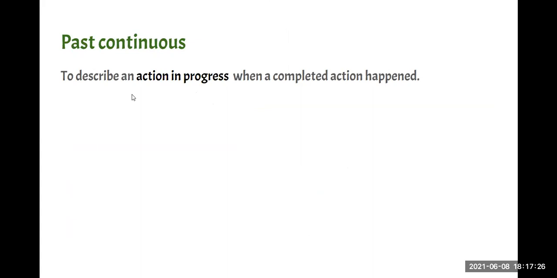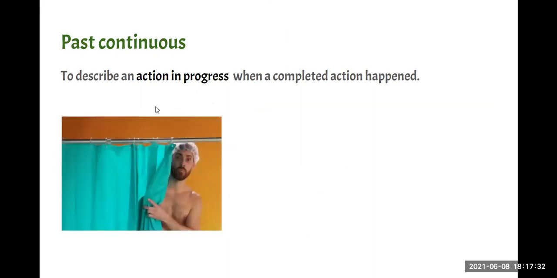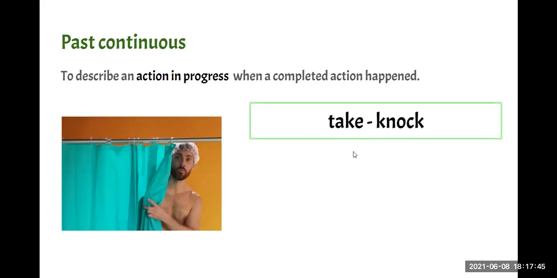We can also use the past continuous when we are describing an action in progress when a completed action happened. Okay? I'm going to show you a picture. What do you think he is doing in the picture? He's taking a shower, right? Okay. Pay attention to the story, and I want you to help me to use these two verbs in the story, okay?